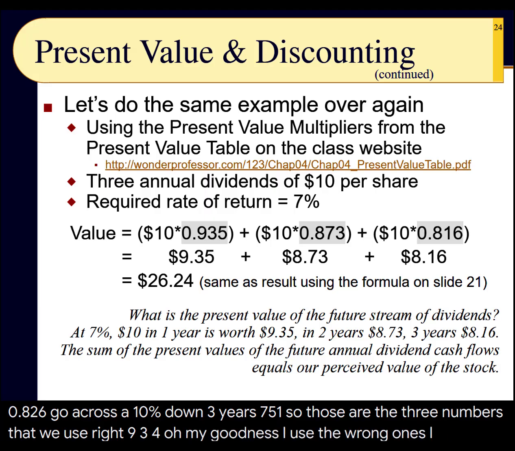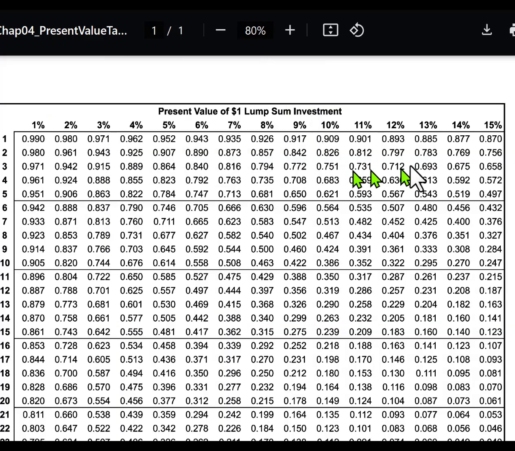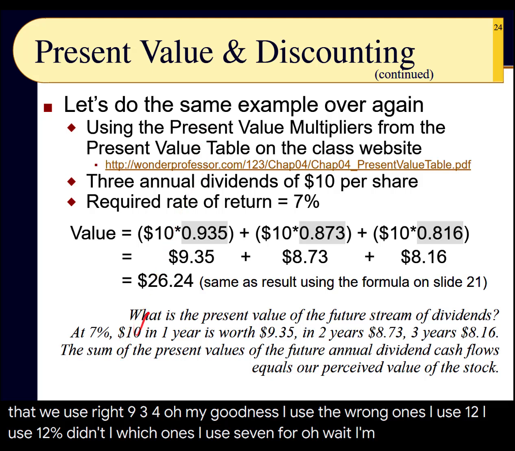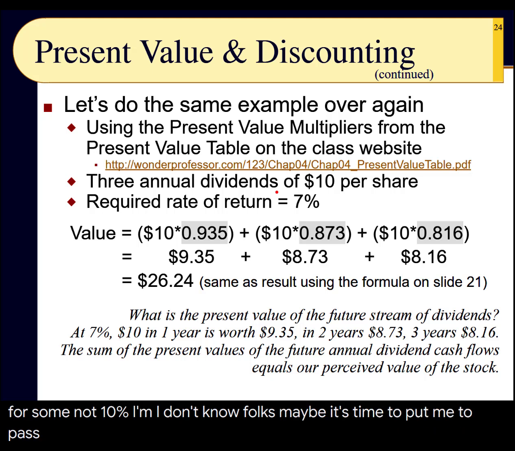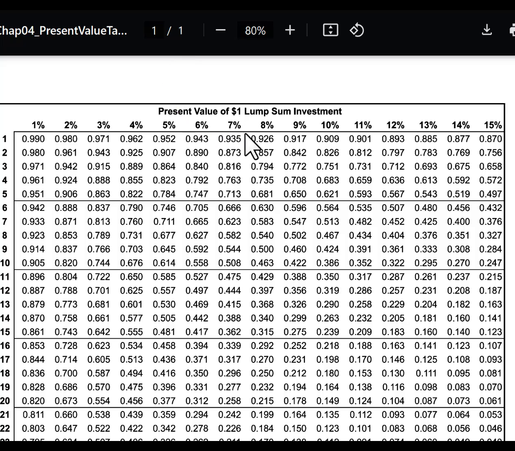I used 12%, didn't I? Which ones? I used 7%. Oh, right, we're doing 7%, not 10%. I don't know, folks. Maybe it's time to put me out to pasture. You were doing 7%, so my apologies. I was pointing in the wrong direction.